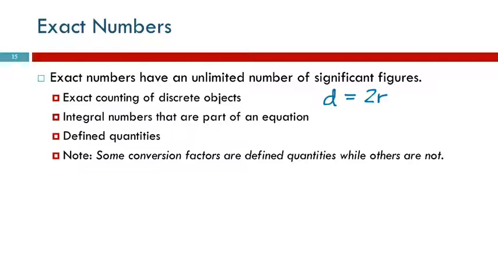It's not a trick question. How many inches in a foot? 12, thank you. So 12 inches equals 1 foot. That is, by definition, those are exact numbers. There are exactly 12 inches in 1 foot. There are exactly 100 centimeters in a meter. So those are by definition. We're going to be talking about conversion factors. Some conversion factors are defined quantities, others are not. We'll get to that.